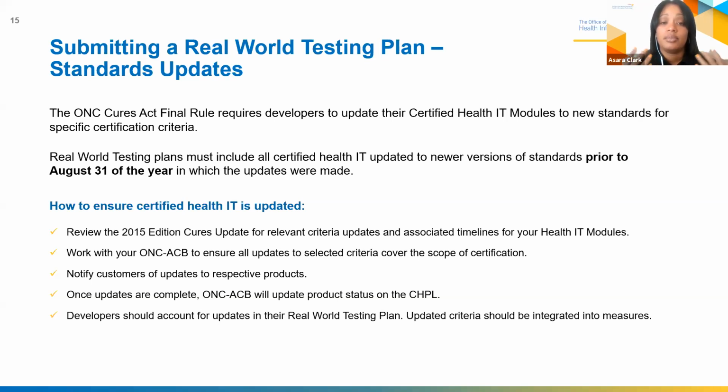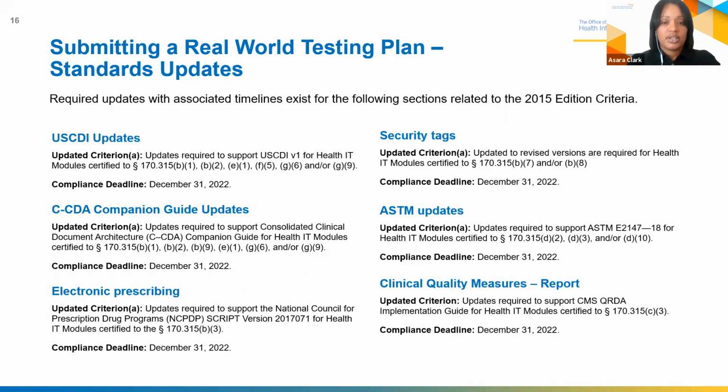And once these updates are completed, your ONC ACB is going to reflect them on CHPL. Then developers should account for updates in the real world testing plan as mentioned and incorporate these updates into your measures. All right, so here are the updates. I'm not going to go through these in detail, but just know that this is a slide to reference for all of the updates that are required for standards and their associated deadlines.